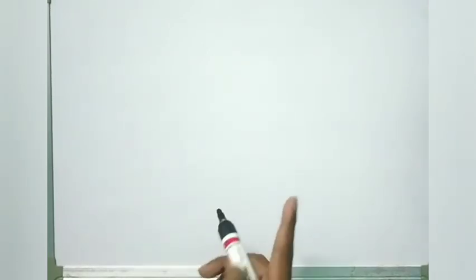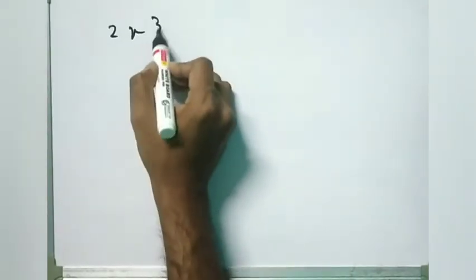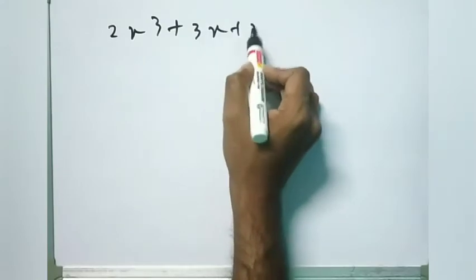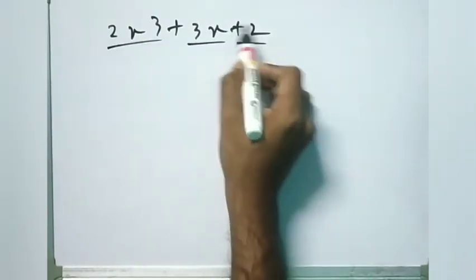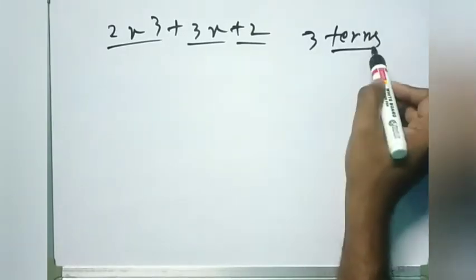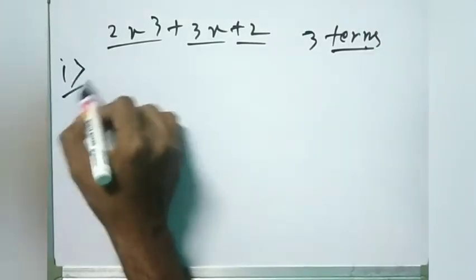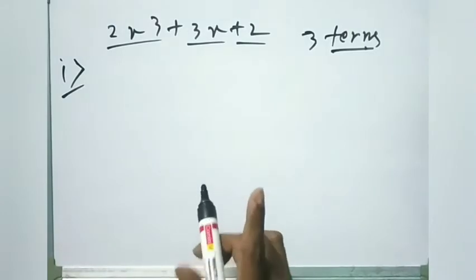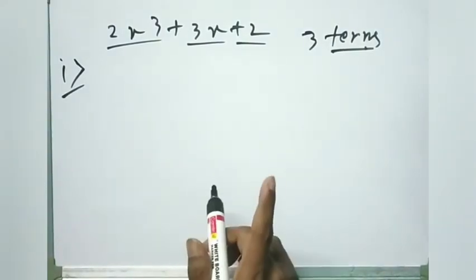Now, a few important points you have to remember. A polynomial can have a finite number of terms. Here in 2x cube plus 3x plus 2, we have 3 terms. So I'm telling you that a polynomial can have a finite number of terms.